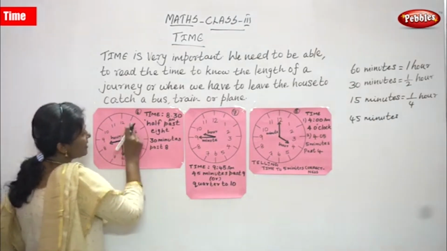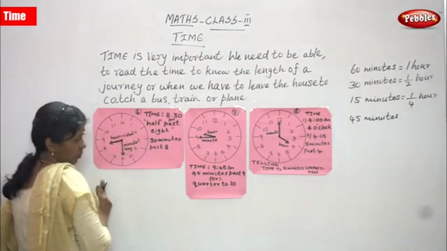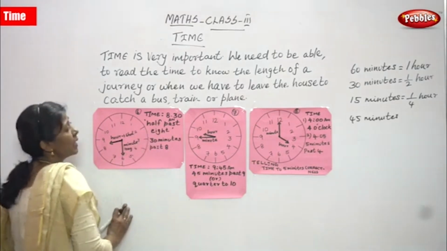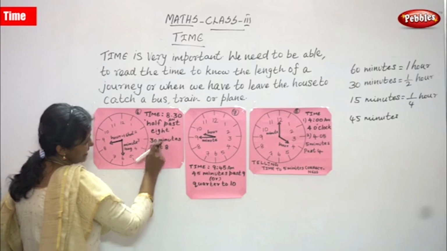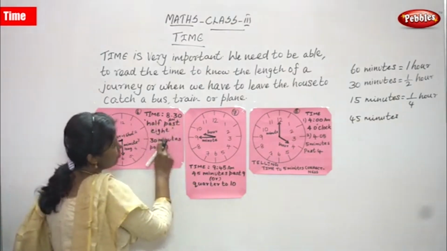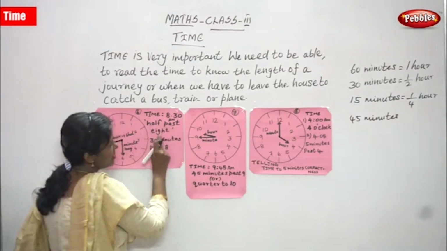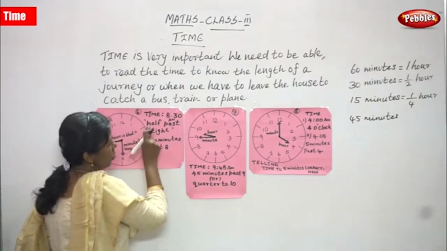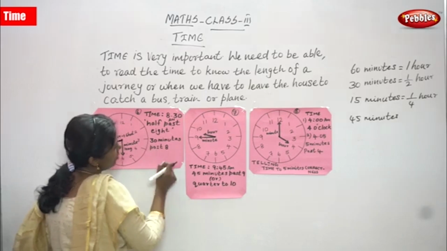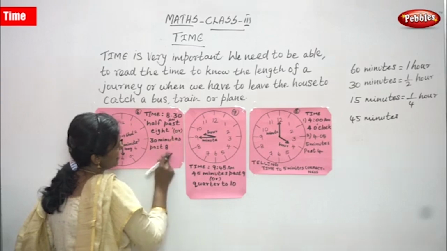So you have to consider each and every number as 5 minutes: 5, 10, 15, 20, 25, 30. So the time is now 8:30 a.m. This is the writing method, and while you read the time you say 8:30, because 30 minutes we can consider as half an hour. So half an hour is over, 8:30. Otherwise we can call it 30 minutes past 8.